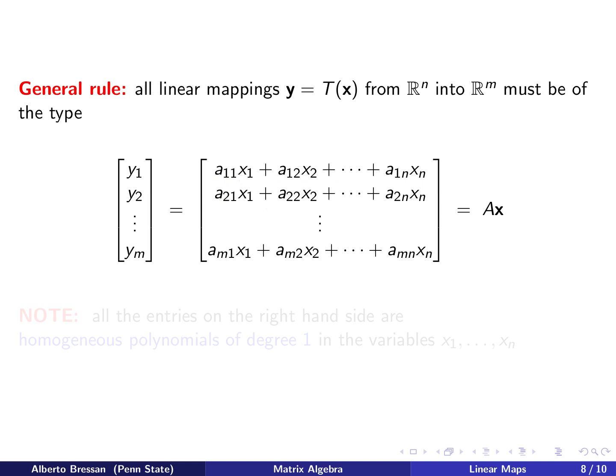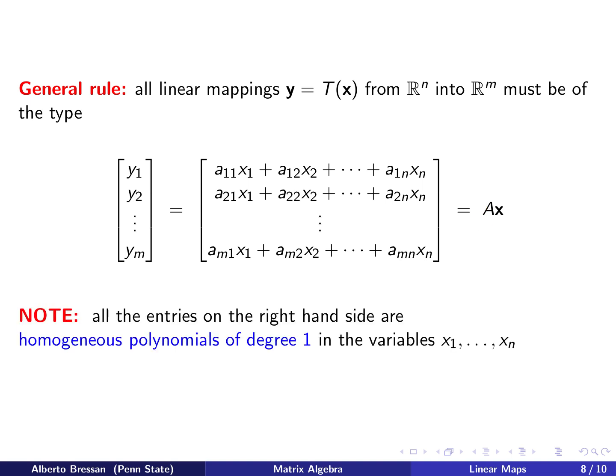So this one here, we see that we can write it as a matrix A times a vector x. So all linear mappings from Rn to Rm can be represented by a matrix A of numbers times the x vector. Okay, let's throw in some fancy terminology. All these entries on the right-hand side are called homogeneous polynomials of degree 1 in the variables x1, x2 to xn.